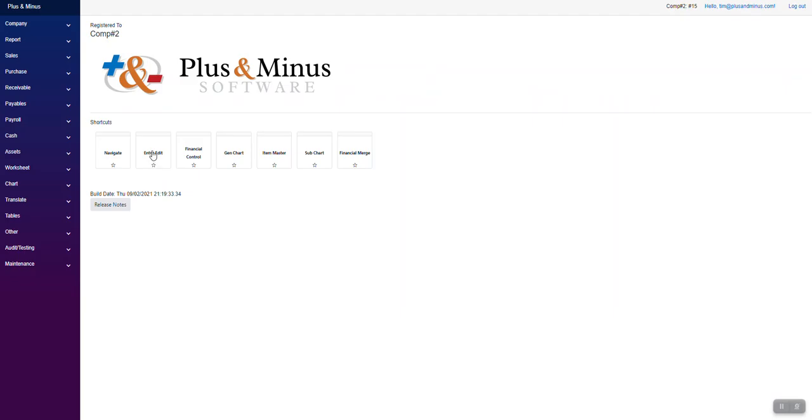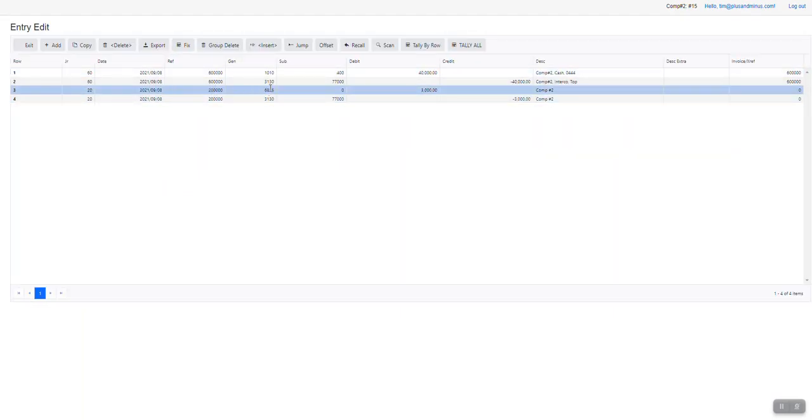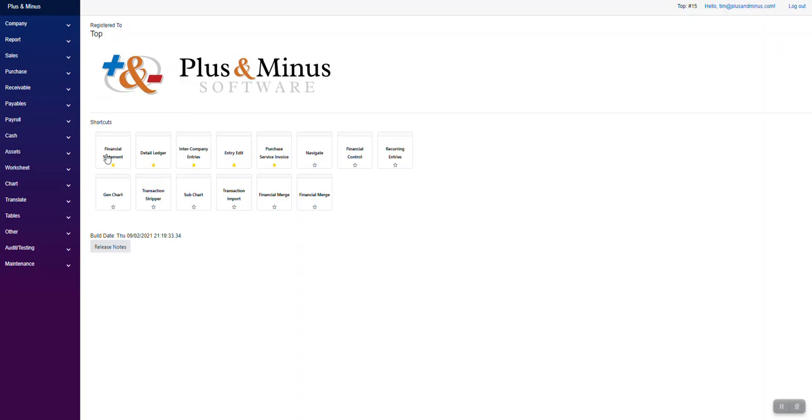And then we've navigated over to company 2. We'll look at their entry edit. This is their purchase invoice. You'll see that we've expensed $3,000 in 6815, and the intercompany account got a credit of $3,000. So we're back to Top's books.